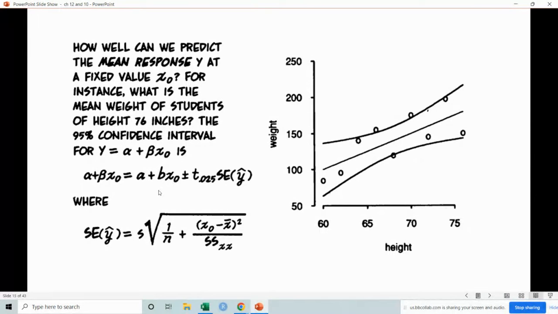So how well can we predict the mean response y at a fixed value of x naught? For instance, what is the mean weight of students of height 76 inches with a 95% confidence interval? This is where you get these Bollinger Bands. You can see the error decreases as we get to the mean, but that's kind of what those are entailing.